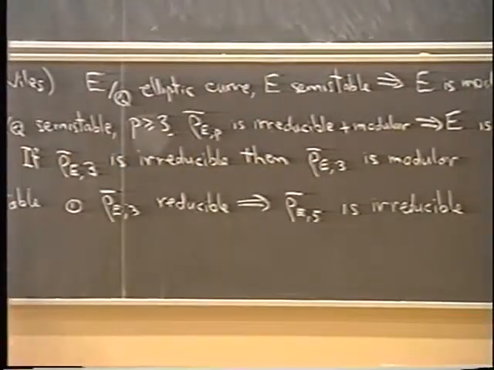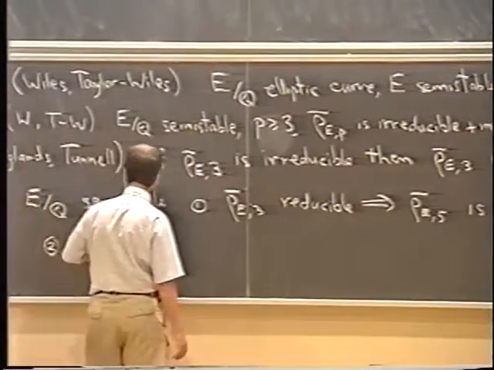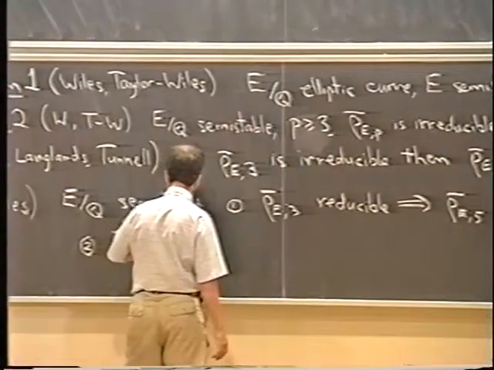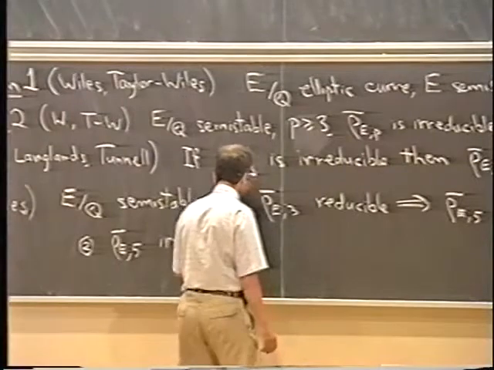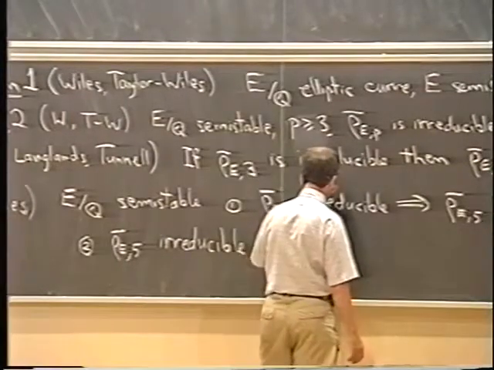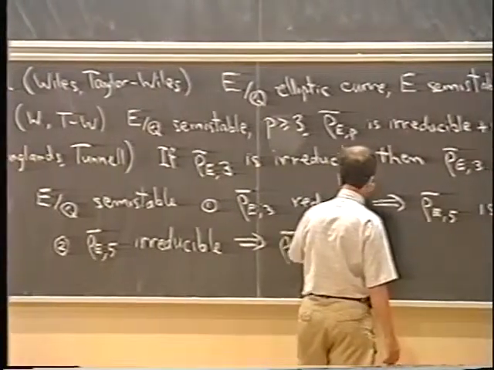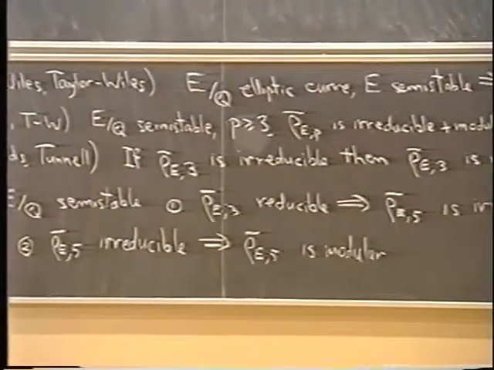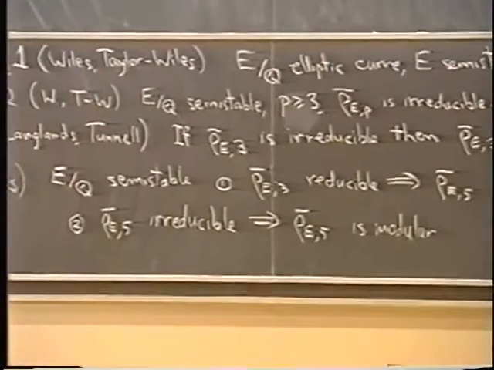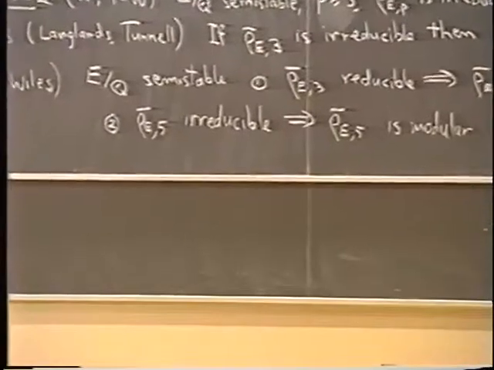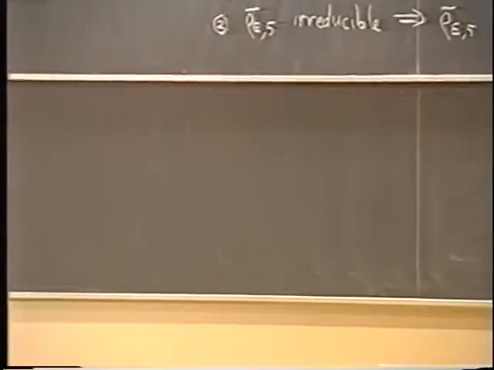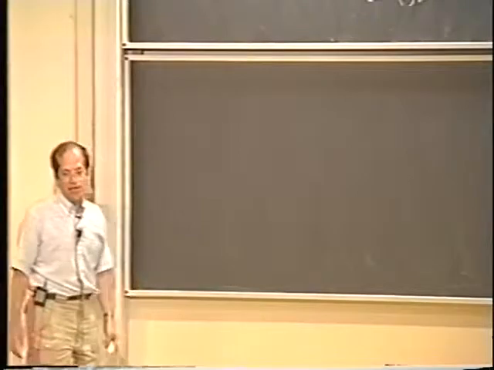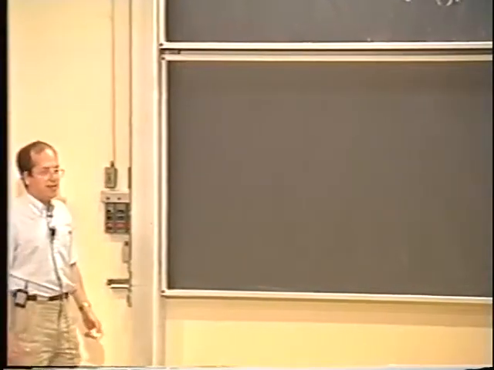And second, if rho E5, the mod 5 representation, is irreducible, then it's modular. So the idea is, when you can't use 3, what can you do? Well, not much, except try to apply Theorem 2 with some other prime. And so that's what we're going to do. We're going to apply Theorem 2 with the prime 5 instead of the prime 3. And Theorem 4 is just what you need to tell you that you can do that.